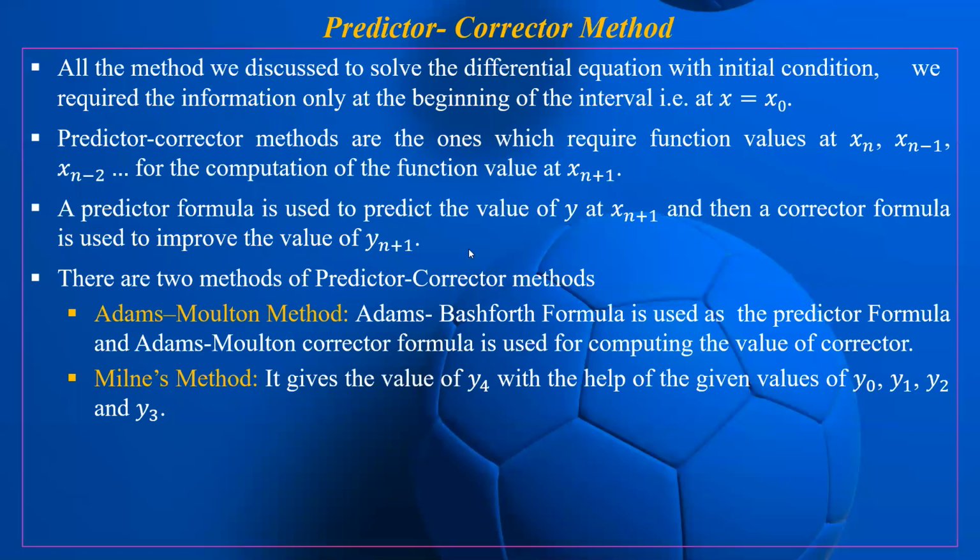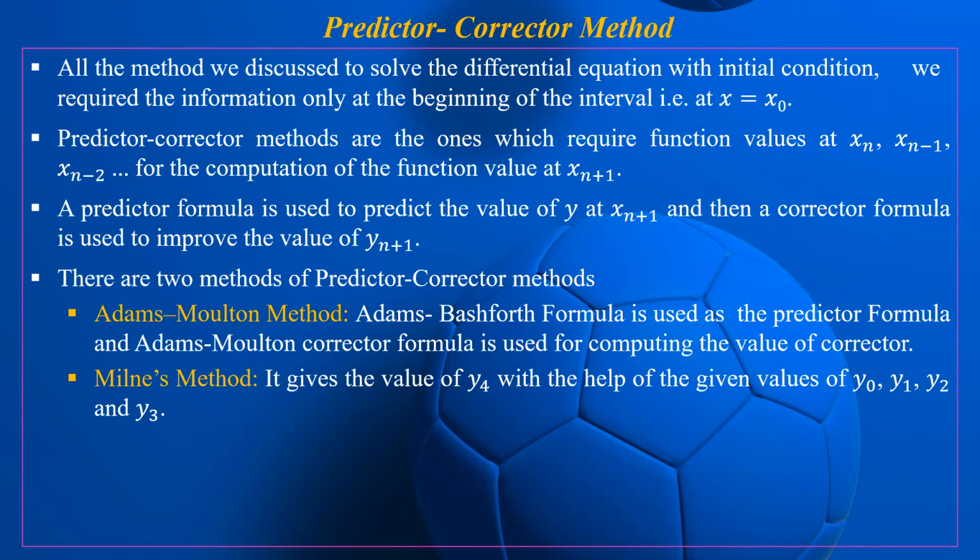So this is the last part of unit number 5. Today we discuss what the predictor and corrector method is. When we studied Euler's modified method, at that time we discussed the predictor and corrector. So what is this?